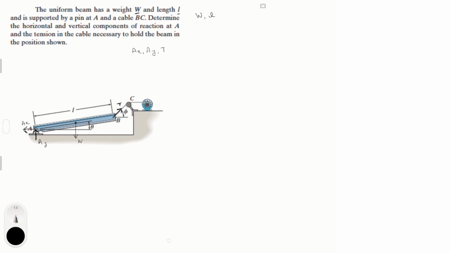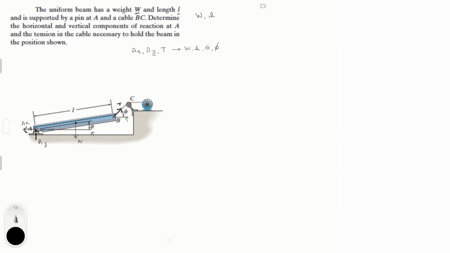Since they're giving us W and L, they most likely want us to express AX, AY, and T in terms of W and L. And of course the angles theta and phi. This is phi, right? Yeah, I think this is phi. Because they also give us that in the diagram. So let's get to that. And it's a little bit weird, but don't worry, we'll get through it.